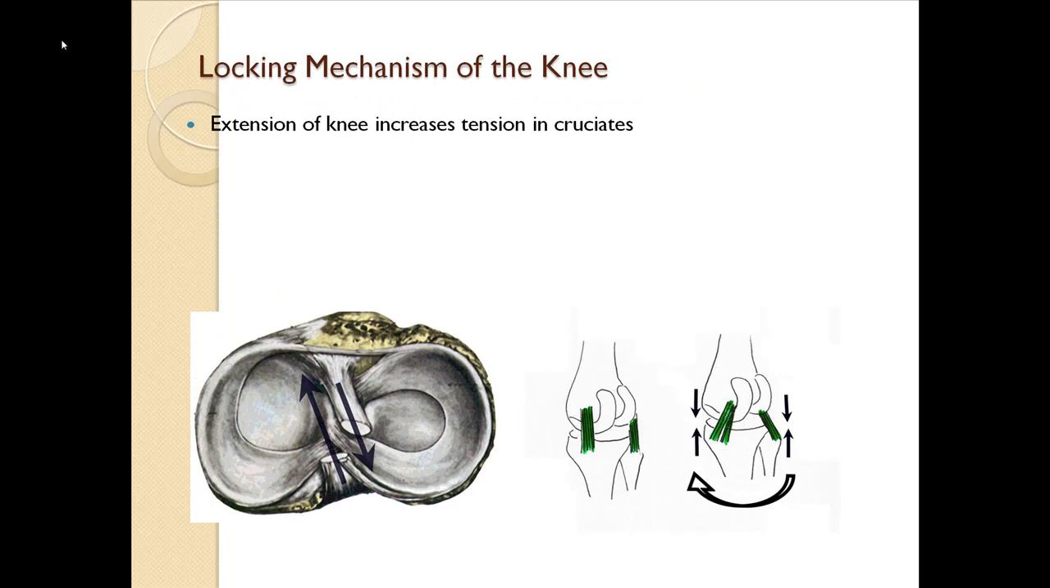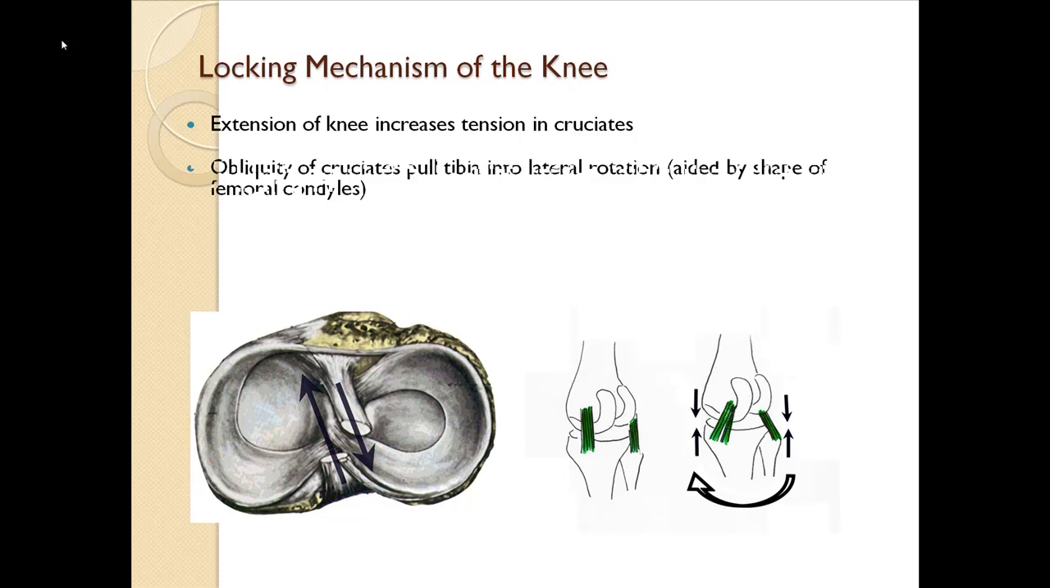So that brings us on to the locking mechanism of the knee. So as we continue to extend from a flexed position, we see an increased tension in the cruciate ligaments, and the obliquity of the cruciates pulls the tibia into external rotation, into lateral rotation. So here we can see the ACL pulling in this direction, PCL pulling in this direction, and this is aided or facilitated by the shape of the femoral condyles, by the asymmetrical shape of the femoral condyles.